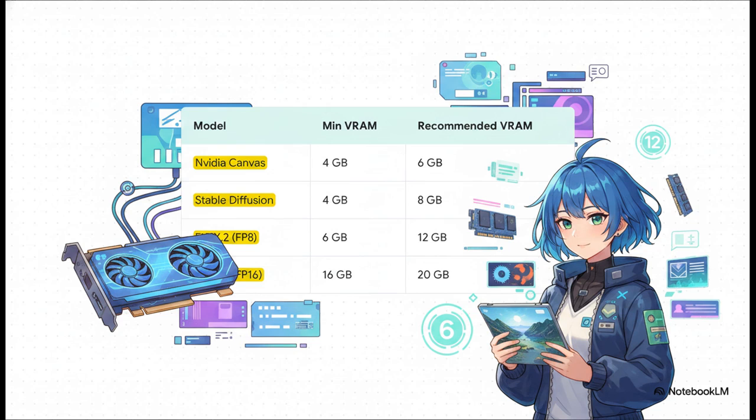This table breaks it down perfectly. You can see that optimized FP8 version of FLUX.2 we keep talking about only needs 6 gigs of VRAM to get going, and 12 gigs is the recommended sweet spot. That's fantastic news, because it makes this accessible to a huge range of modern graphics cards.